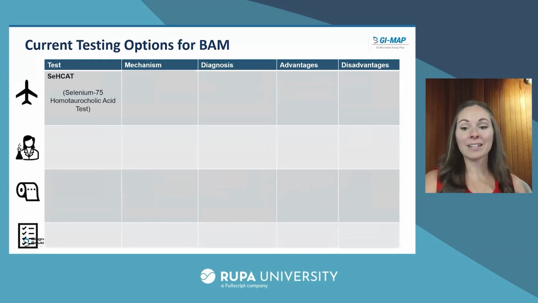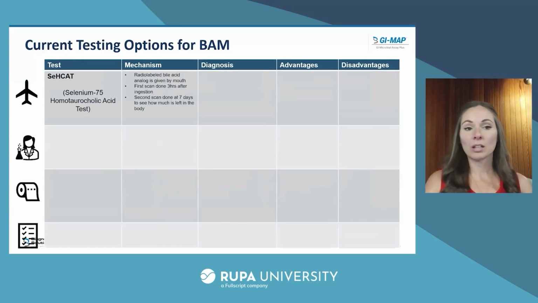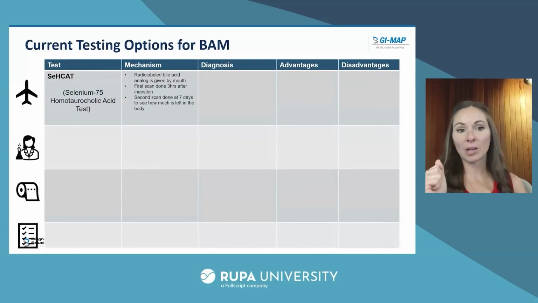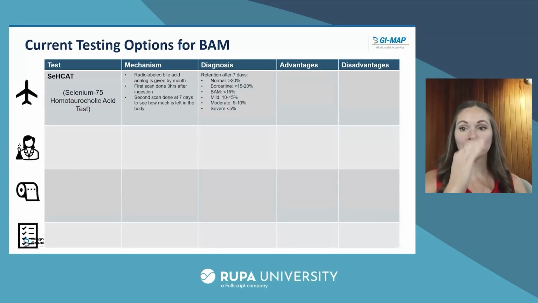It's called the CCAT. And what they do is the patient takes in a radio-labeled bile acid. They're going to take an image of that about 3 hours after they ingested it and 7 days after. And then they have this scale that is going to go over the level of malabsorption based on what they see in those results. The advantages are that it is reliable and it's highly sensitive and specific. So sounds like a great test.